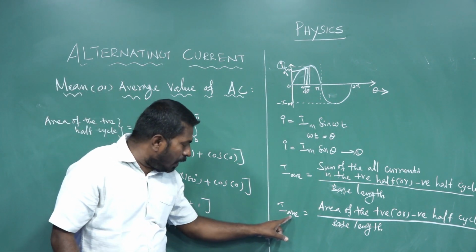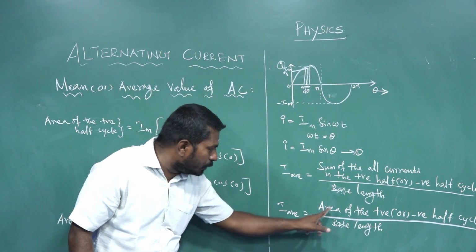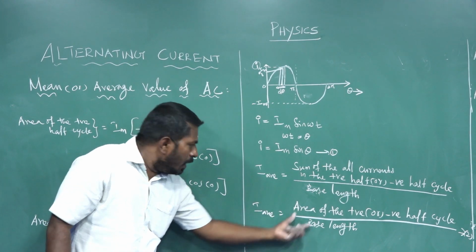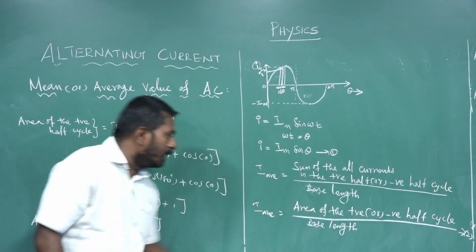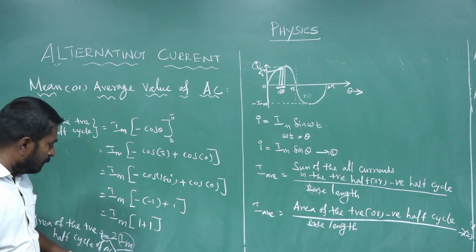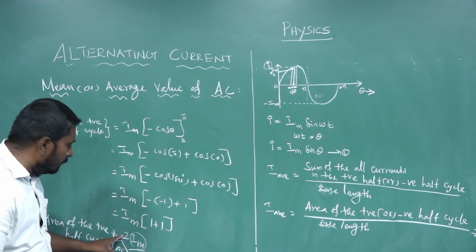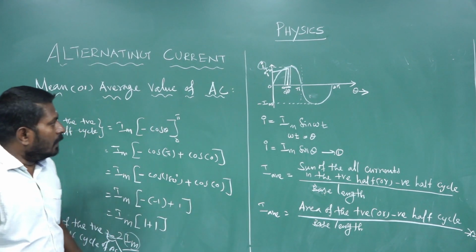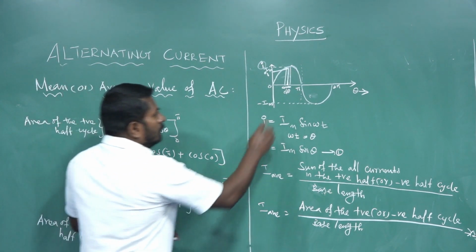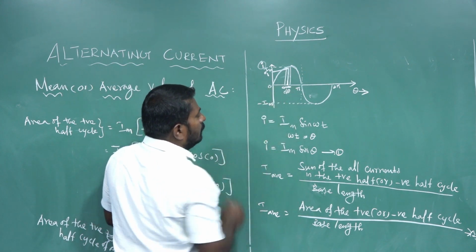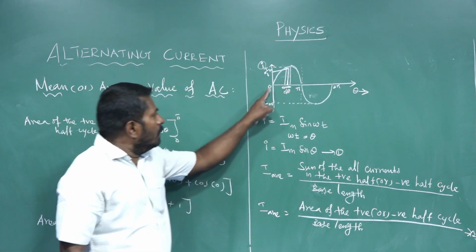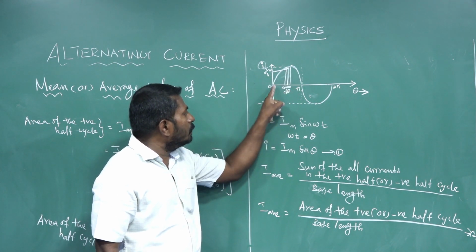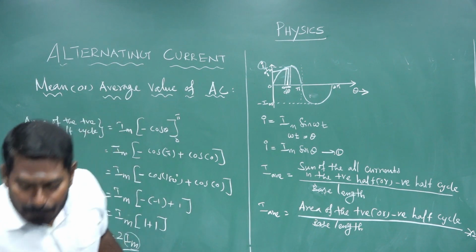So in that equation, average value of alternating current is equal to the area of the positive half cycle or area of the negative half cycle divided by base length. Already we found the area of the positive half cycle. The area of the negative half cycle is the same value but negative. Next, base length. Base length is 0 to pi. I am taking the average value over a positive half cycle, so 0 to pi. Substitute here.